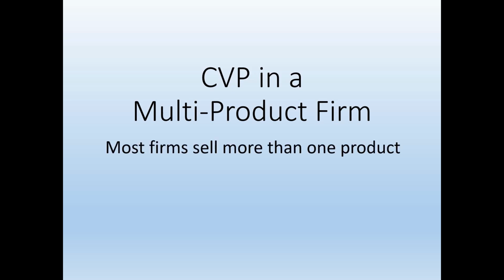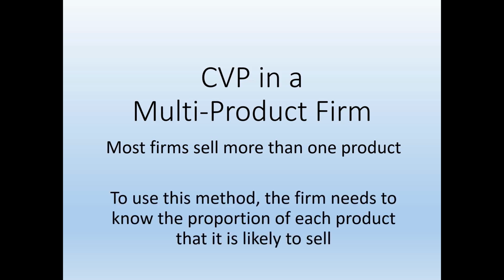Obviously, most firms make and sell lots of different products. The trick for this method is that the firm needs to know the approximate proportion of each product that it sells. Let's see how this works.